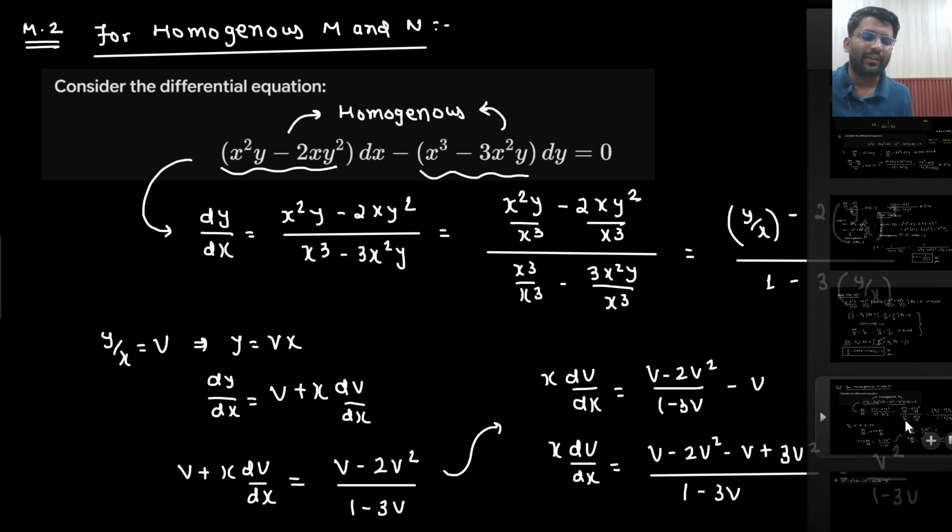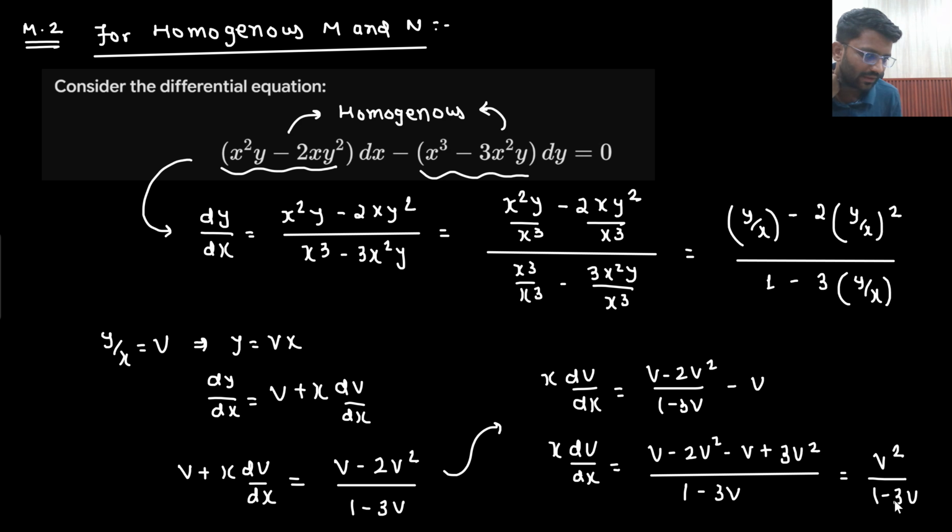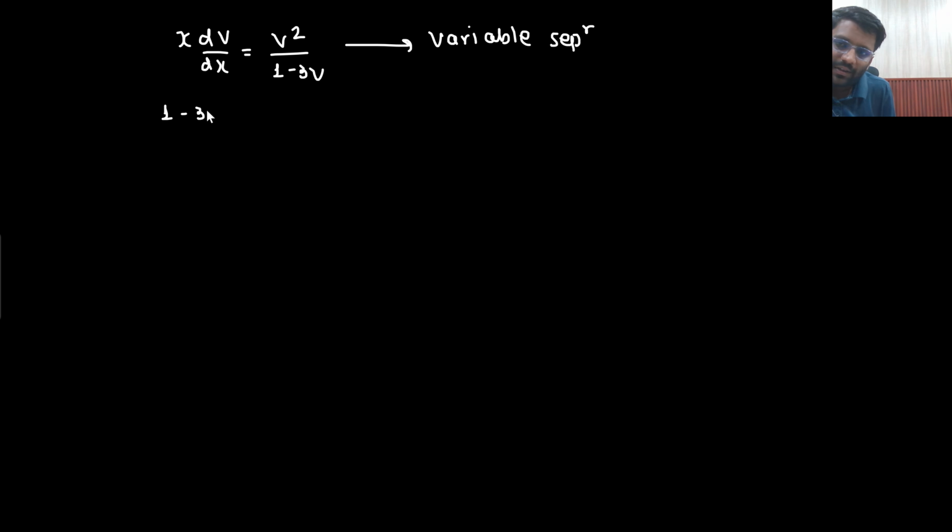So x into dv by dx is coming out to be v square upon 1 minus 3v. Now variable separation can work. From here variable separation can work. Say yes or no. How can it work? It will be simply (1 minus 3v) by v square into dv equals dx by x.